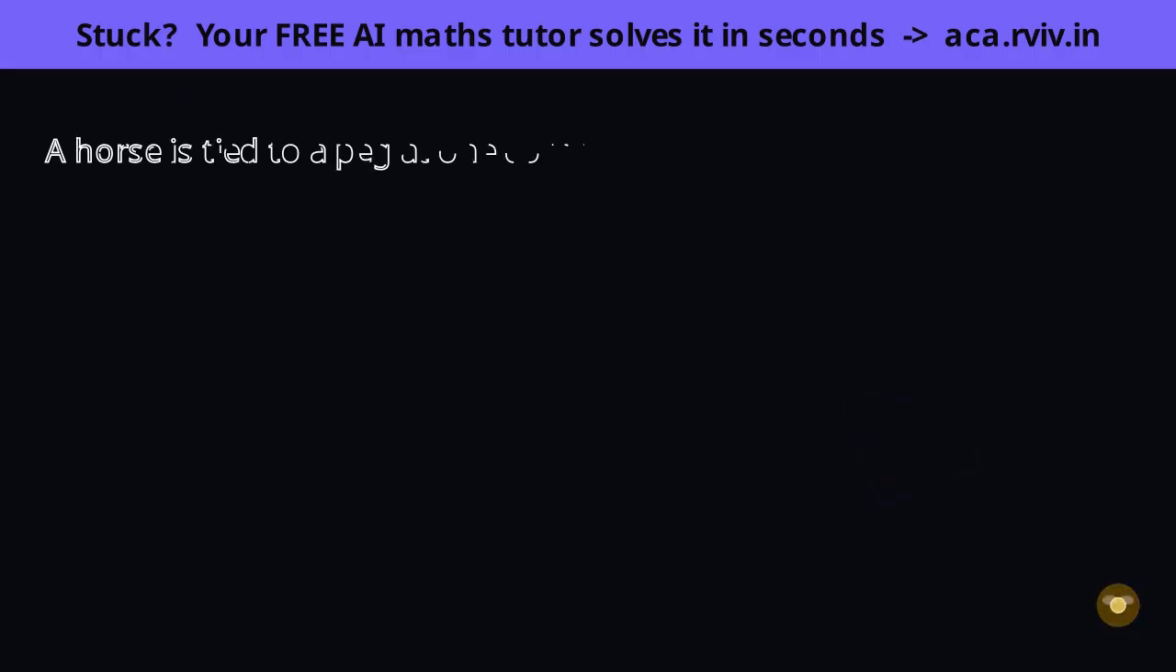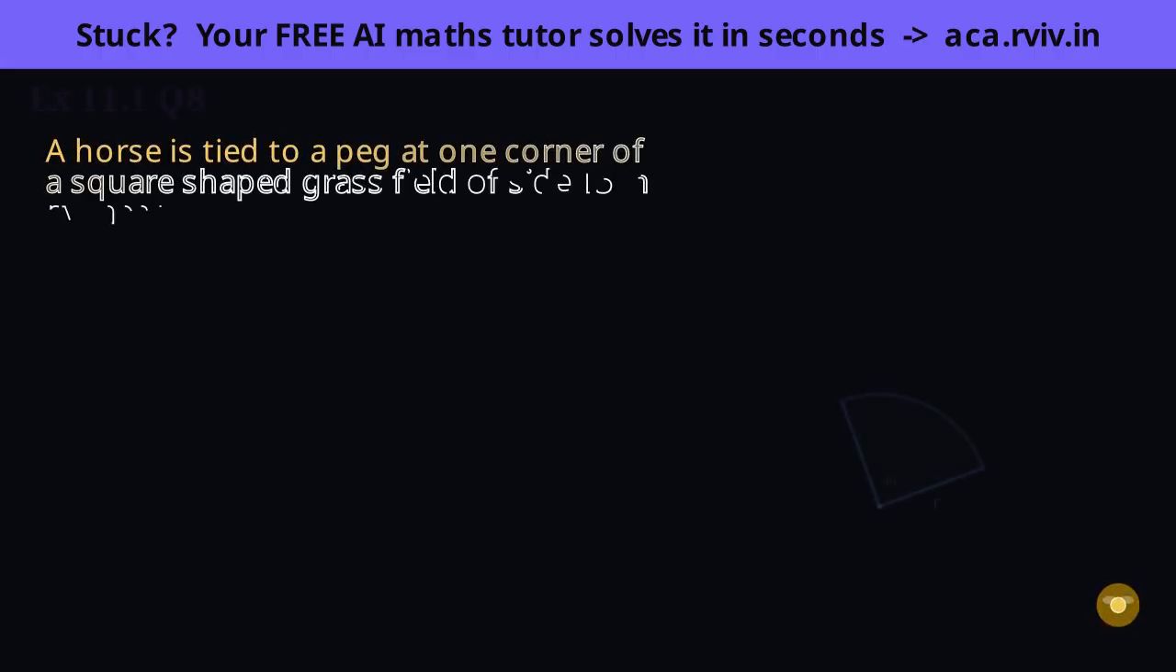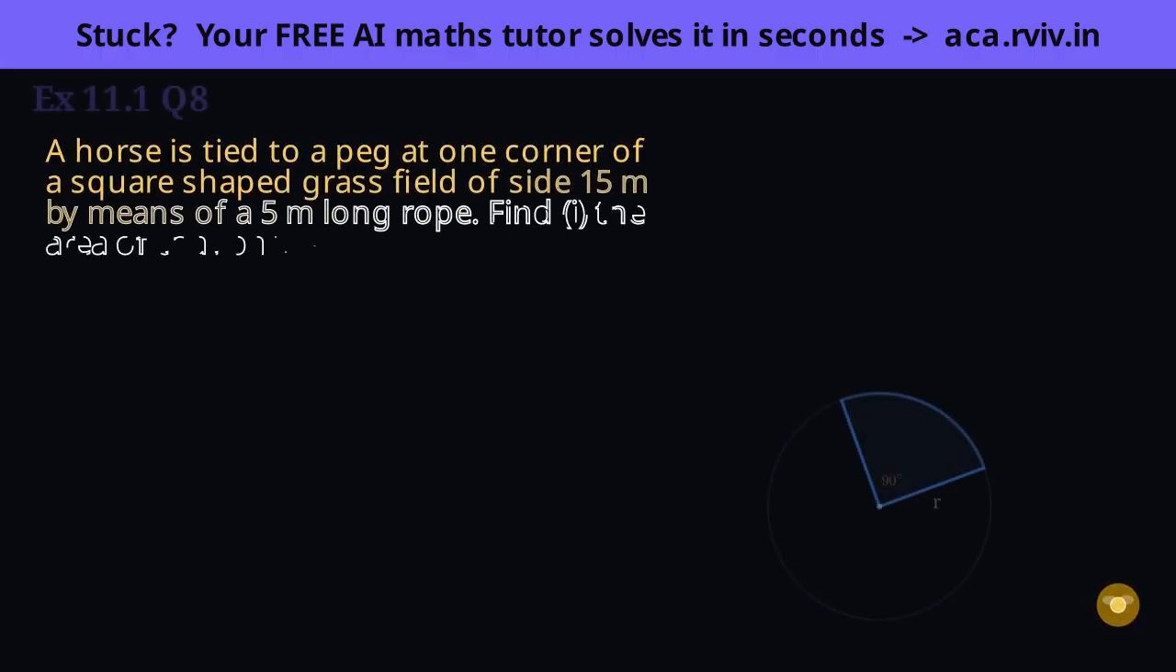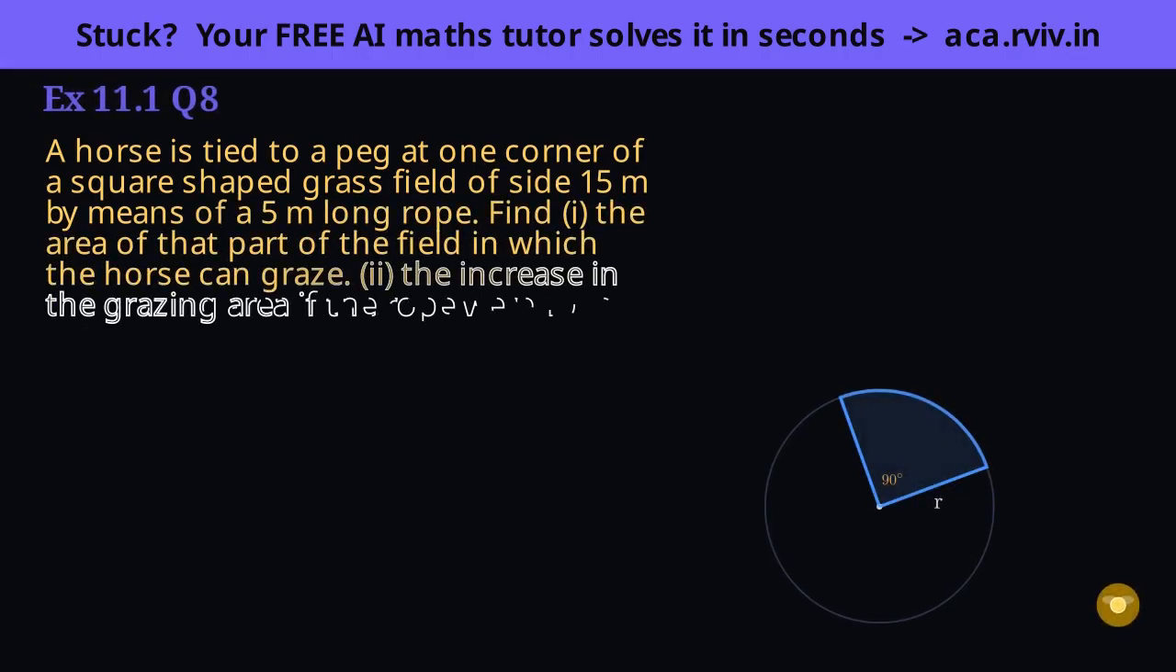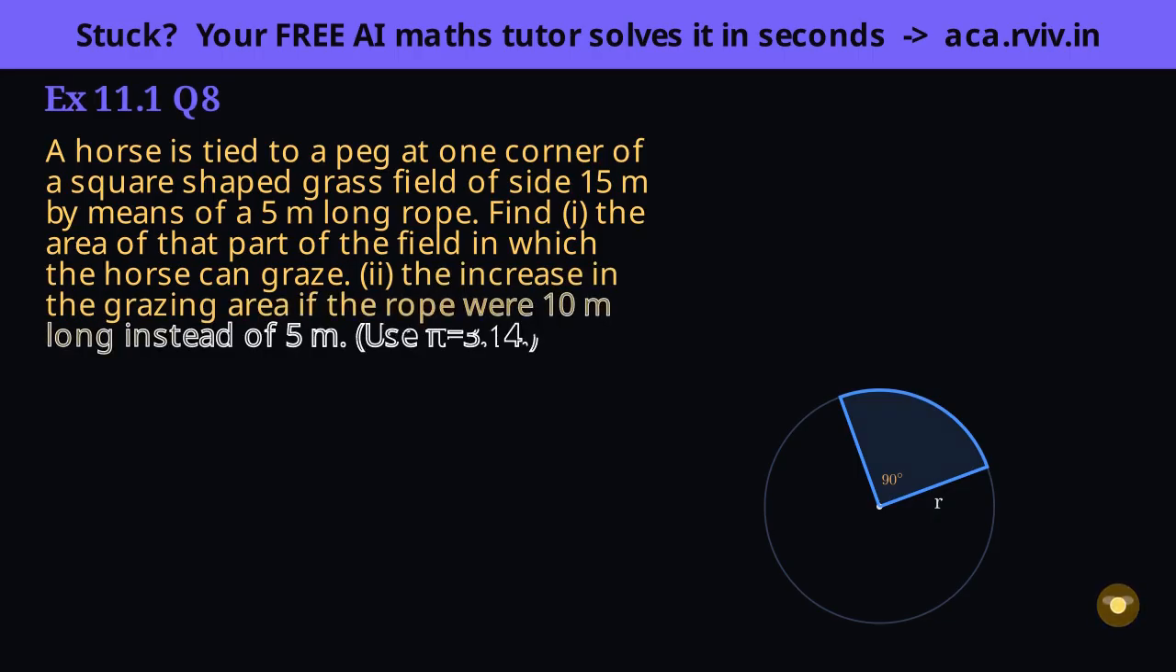Picture the horse. The rope is a radius pinned at the corner, and the animal swings it round. The only question is how much of a circle it can sweep, and a square's corner answers that. Let's see why this is a sector.